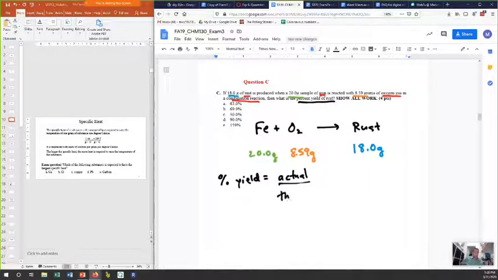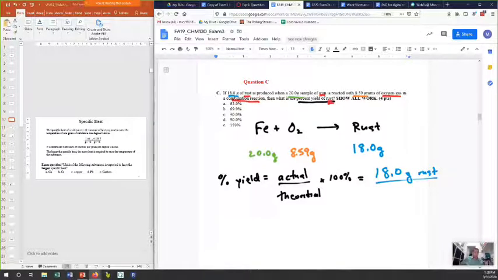That is a formula that is actual over theoretical. Okay. So if we're going through and looking at our context, we would need to be able to substitute information in here. So the actual is what we actually obtained in the course of running this experiment. Okay. Well, the actual yield of what? Well, the question told us we wanted of rust. So what did I actually obtain? Do I know what I actually obtained? Yeah, it said I actually got 18 grams of rust. So the actual yield is given to me directly in the question. It's 18.0 grams of rust.